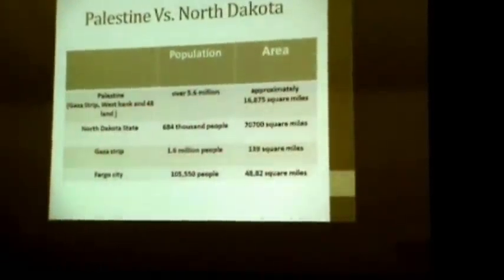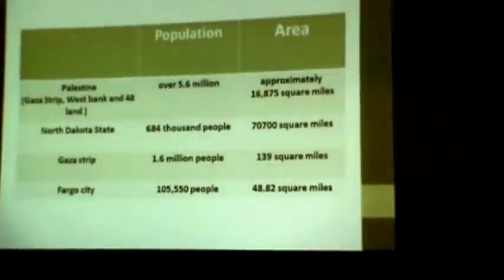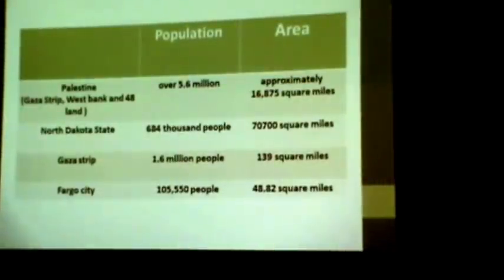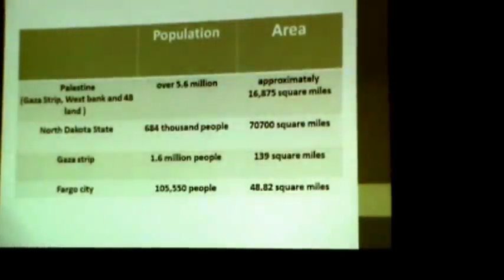And Fargo City is 550 feet and 48.8 square miles. Is that right, Bob? We measured it together, right? So the entire Gaza Strip is about three times the size of the city of Fargo. But if you compare the population, there's no comparison.